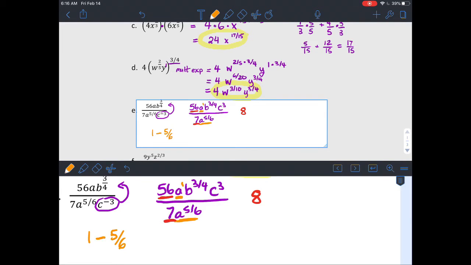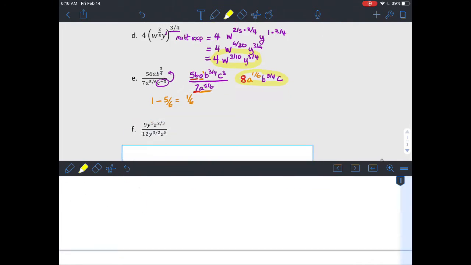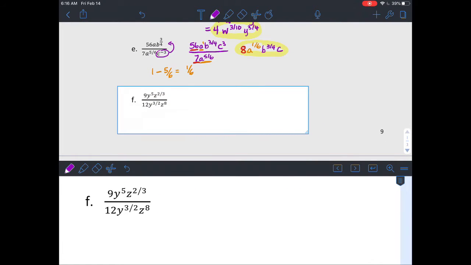So take my 1 minus my 5/6 for my powers on my a, and I'd have an a to the 1/6. Again, that goes on top because 1 is bigger than 5/6, so your leftovers would go up there. No other like terms. I just realized I didn't put my third on my c there. Sorry, should be a 3 on that c.